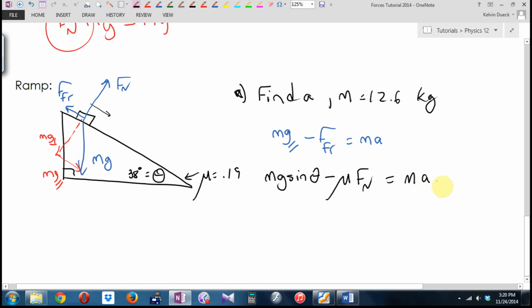I don't know the normal force. Oh, but look. Another force the same size as the normal force. Which one? What do I do with that mg perpendicular? Of course I do. Okay. So it's going to be mg sine theta minus mu mg cos theta equals... Oh! Did I need to give you the mass, Shaq?